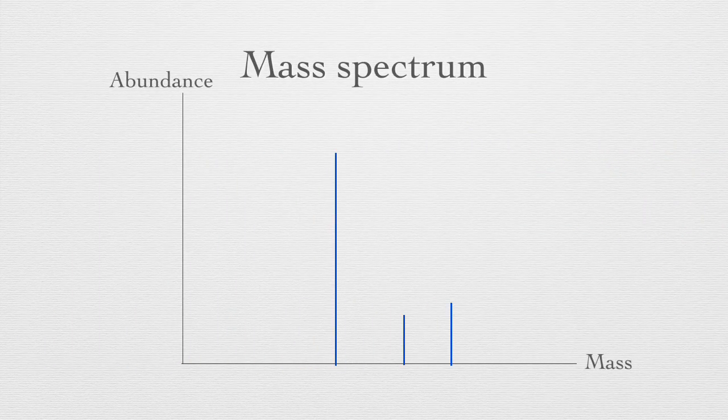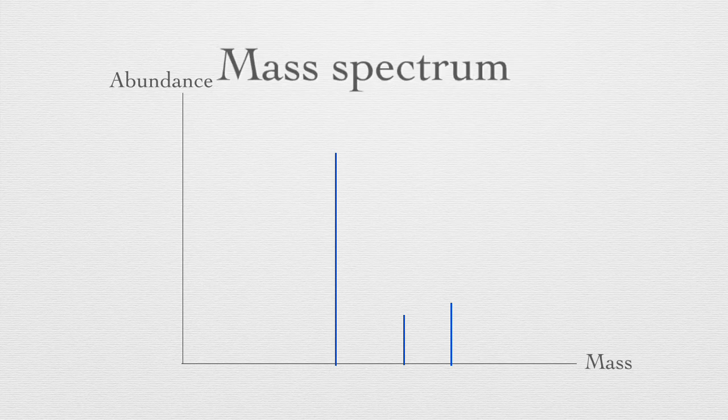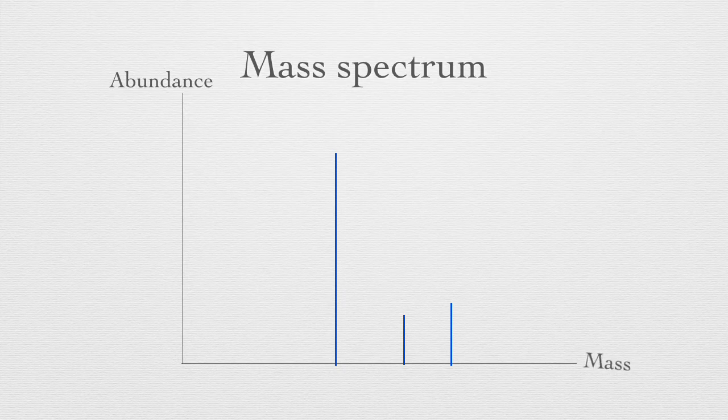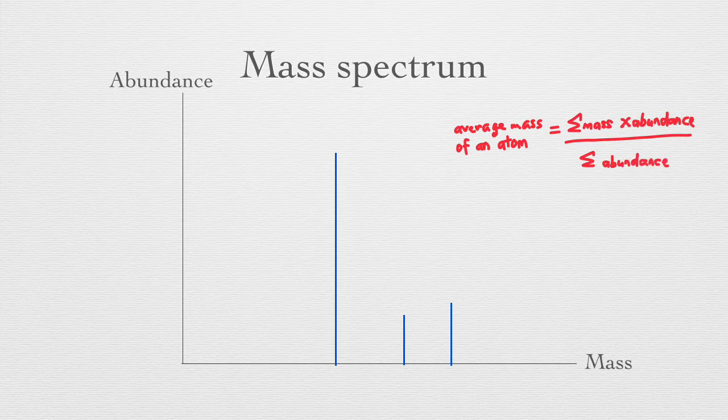A graph of the intensity of the signal from the detector versus the mass of the ion is called a mass spectrum. Analysis of a mass spectrum gives both the masses of the ions reaching the detector and their relative abundance. The abundances are obtained from the intensity of their signals. Knowing the atomic mass and the abundance of each isotope allows us to calculate the average atomic mass of an element.